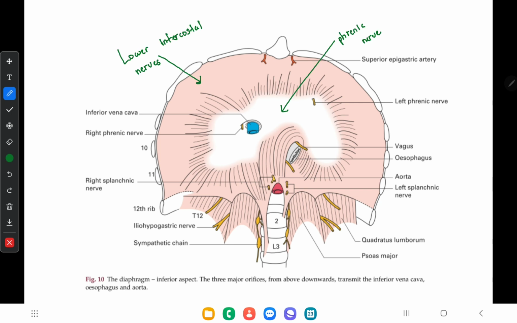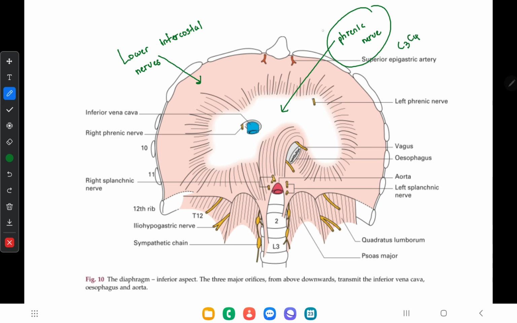Let's see what are the nerves which give sensory supply to the diaphragm. Central part of the diaphragm and related pleura and peritoneum are supplied by sensory fibers of the phrenic nerve. Irritation of the pleura or peritoneum of the central part of the diaphragm gives rise to referred pain in front and tip of the shoulder, which is the area of cutaneous supply of supraclavicular nerves, that means C3 and C4.